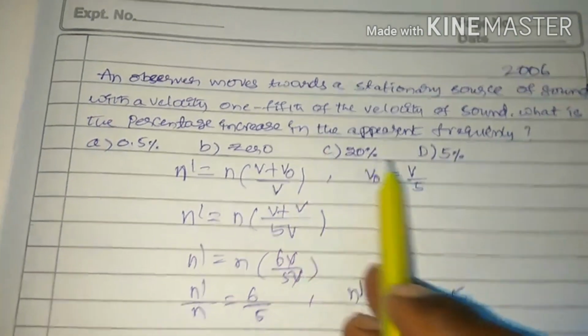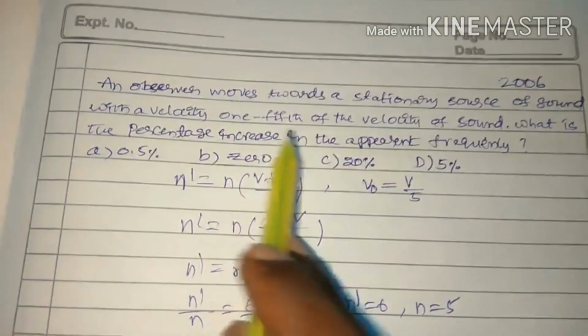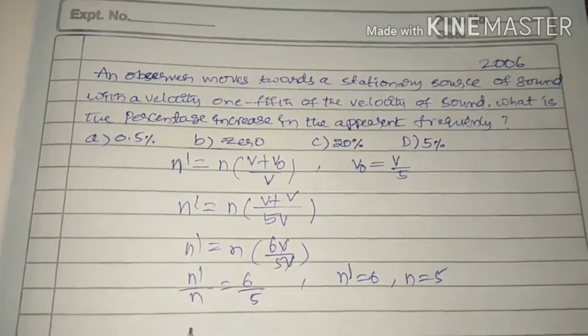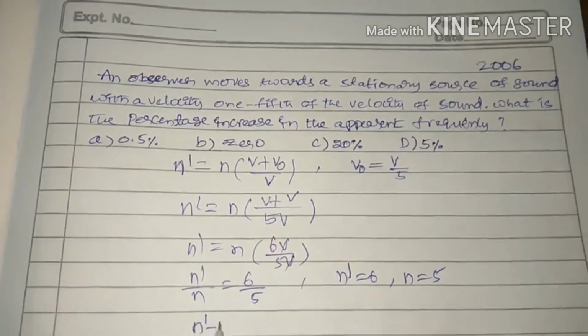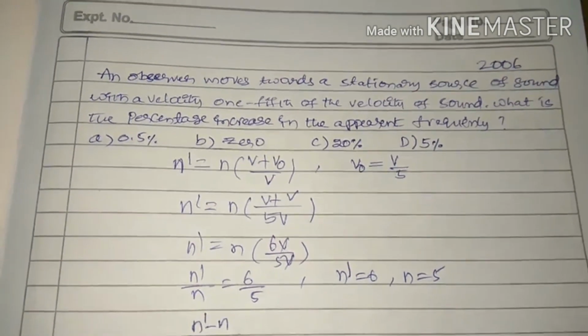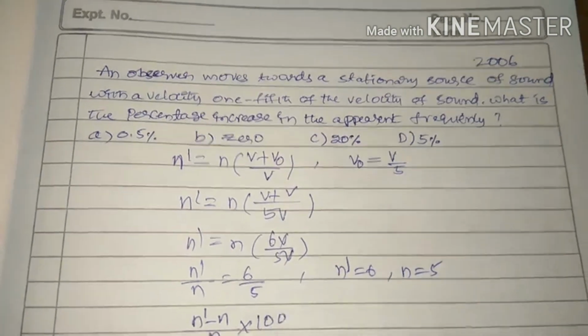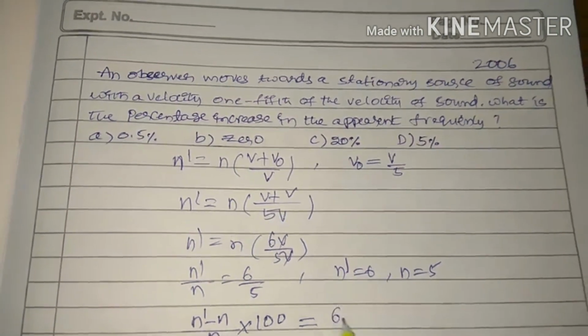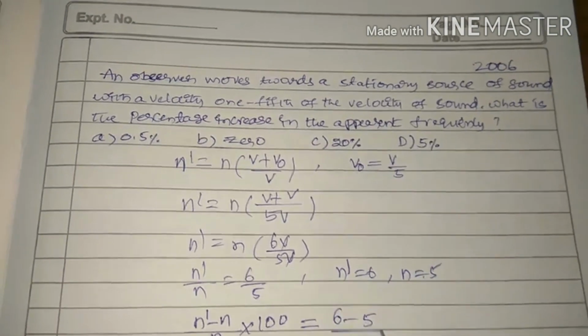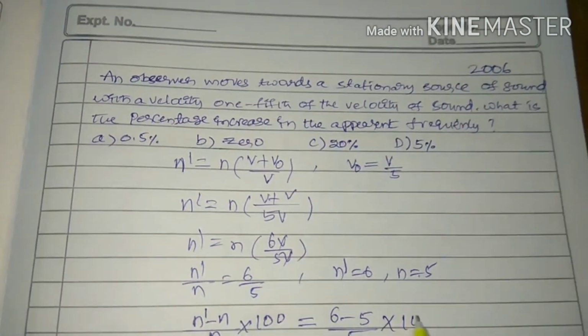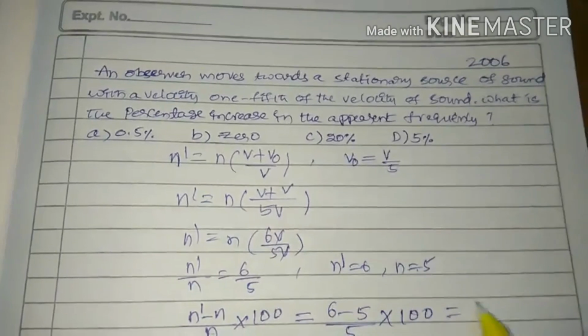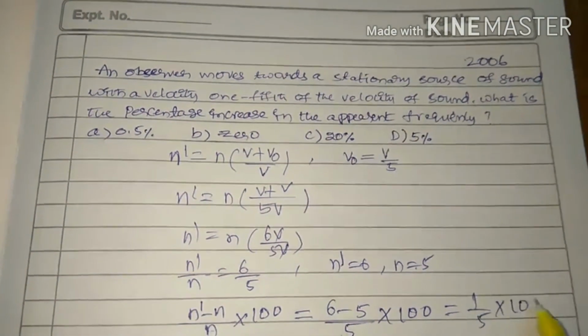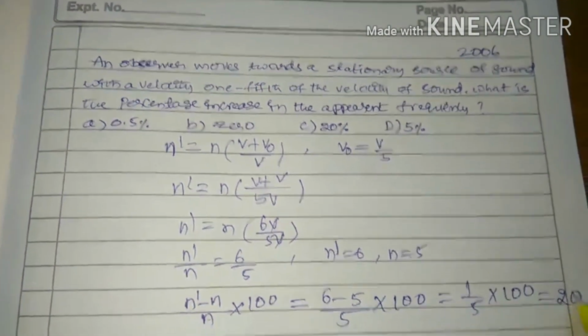The percentage increase in the apparent frequency is equal to the change in frequency, (n dash minus n) by n, into 100. Here n dash is 6 and n is 5, so it is 1 by 5 into 100, which is equal to 20.